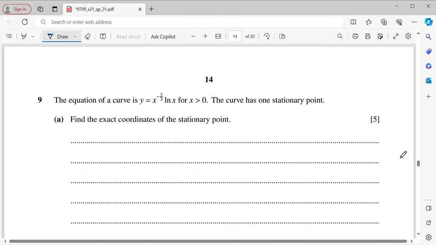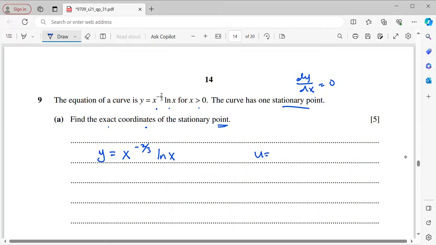Okay, next question, number 9. The equation of the curve is y equals x to the power of negative 2 over 3 times ln x for x greater than 0. The curve has one stationary point. So whenever you see stationary points, it means that dy dx equals 0. Now find the exact coordinates of the stationary point. Only one stationary point here. Now y equals x to the power of negative 2 over 3 times ln x.